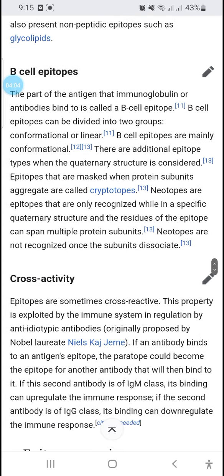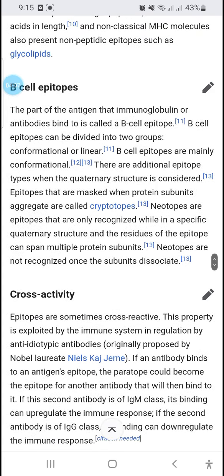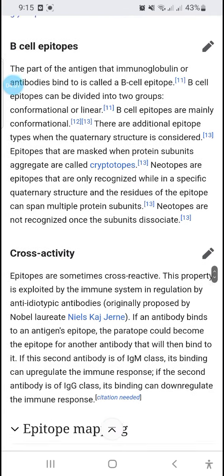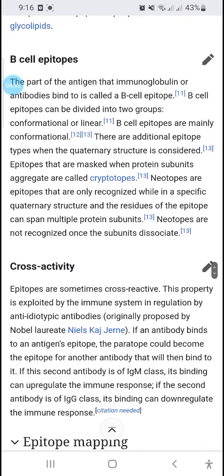There are additional epitope types when the quaternary structure is considered. Epitopes that are masked when protein subunits aggregate are called cryptotopes. Neotopes are epitopes that are only recognized while in a specific quaternary structure, and the residues of the epitope can span multiple protein subunits. Neotopes are not recognized once the subunits dissociate.